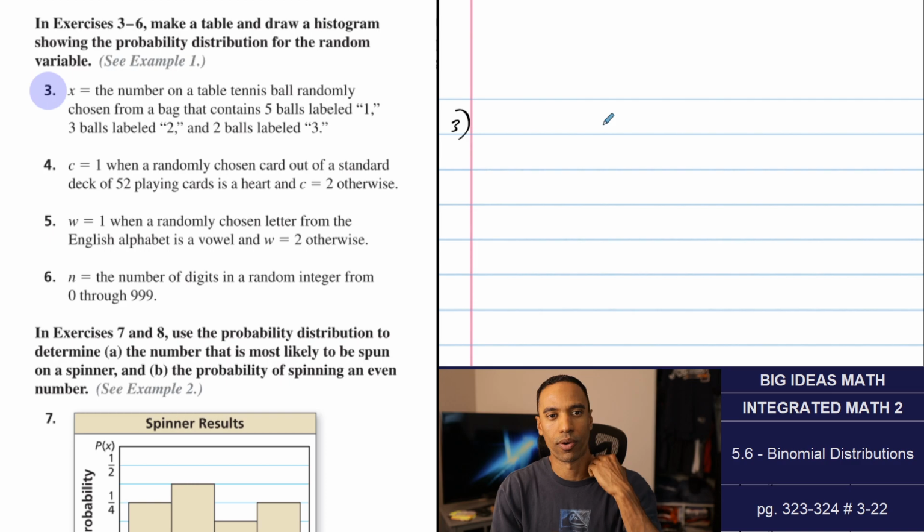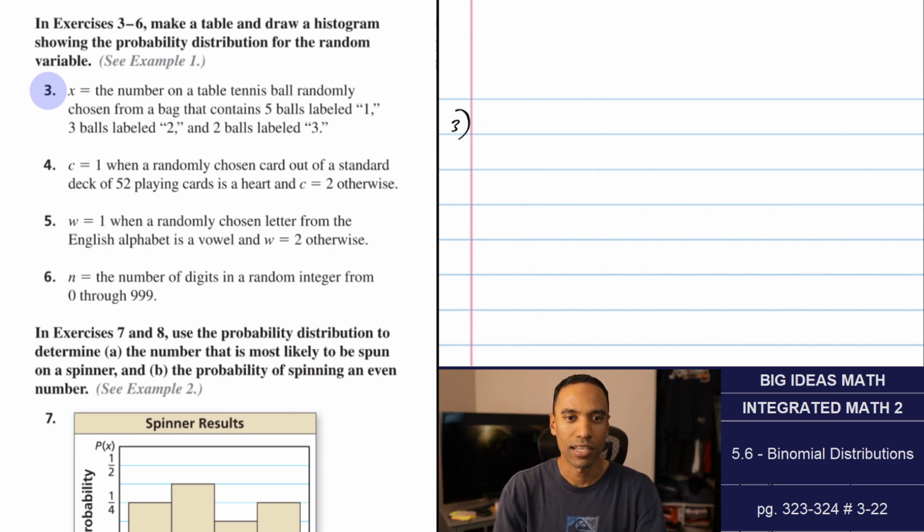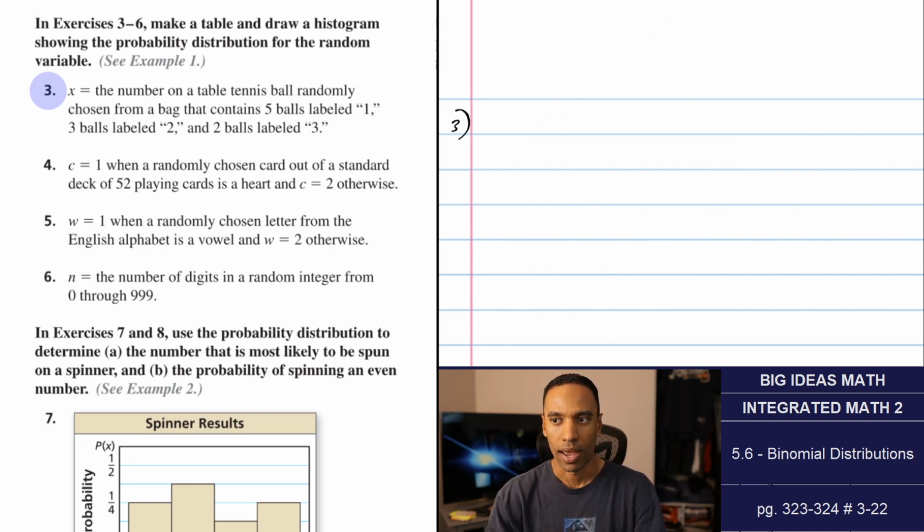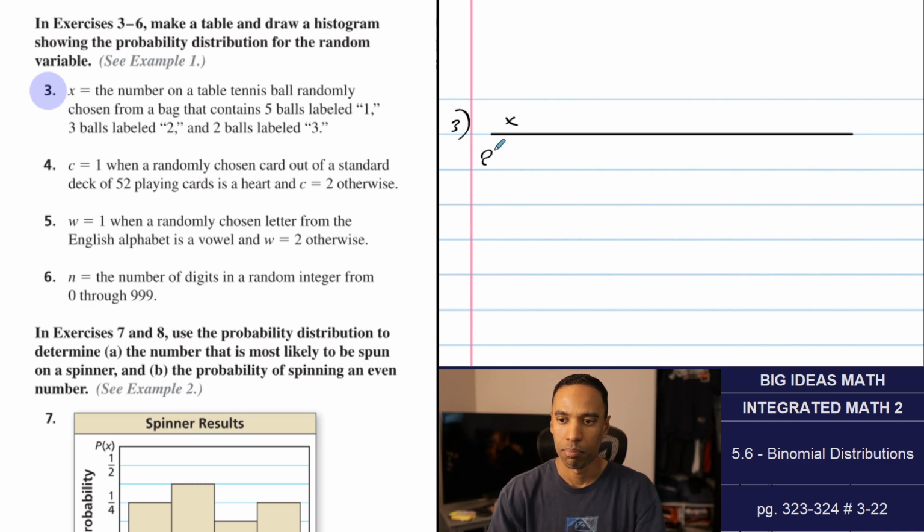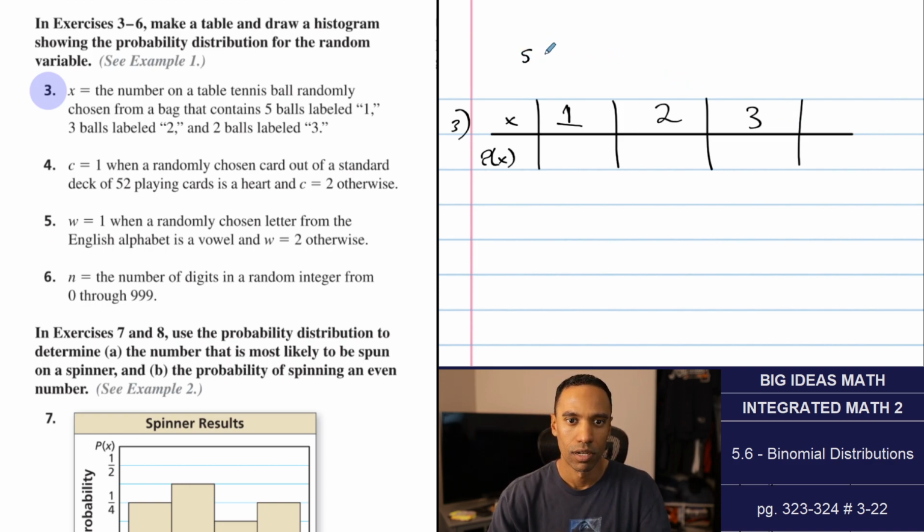Make a table and draw a histogram showing the probability distribution for the random variable X, the number on a table tennis ball randomly chosen from a bag that contains 5 balls labeled 1, 3 balls labeled 2, and 2 balls labeled 3. All right, as far as the table goes, we're going to do X and P of X, the probability of each thing occurring here. There are only 3 different things. Now, 5 plus 3 plus 2 equals 10. There are 10 balls total.